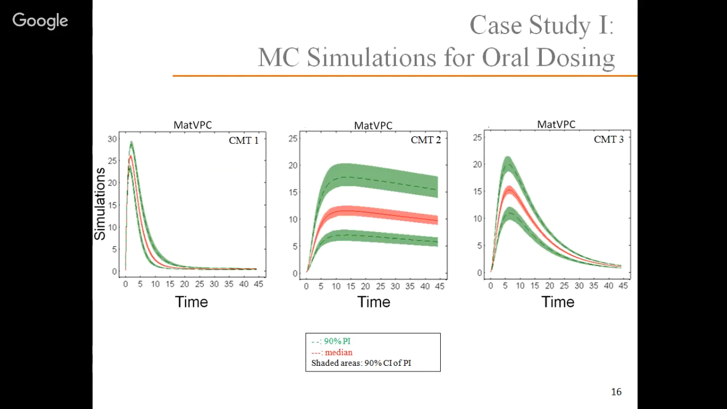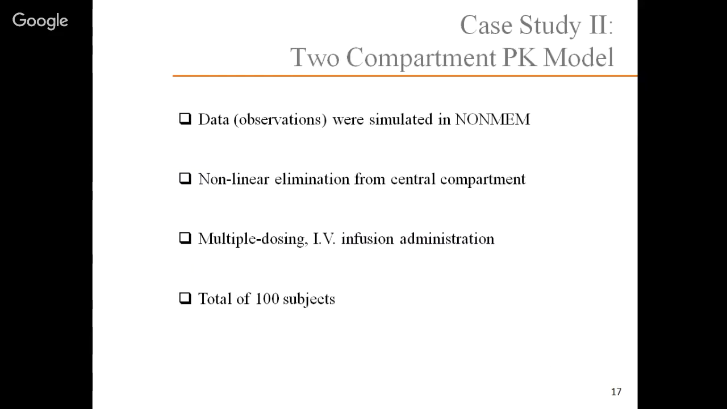The y-axis shows the simulations, the x-axis shows the time. First plot corresponds to compartment 1, compartment 2, compartment 3. Here, the green lines show the 5th and the 95th percentile interval. The red line shows the median, and the shaded lines show the confidence intervals of the percentile intervals. So we show, using the case study 1, how one can generate either VPC plots or simulations of their model. So I will move a little faster now to case study 2.